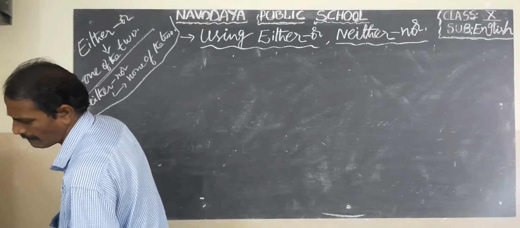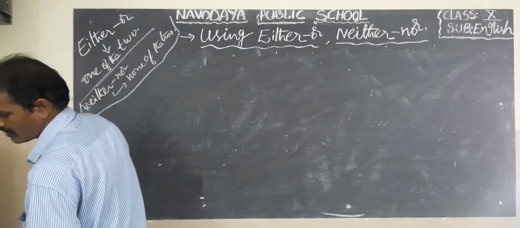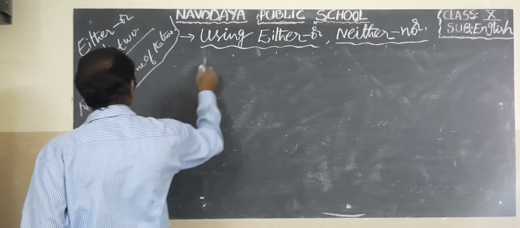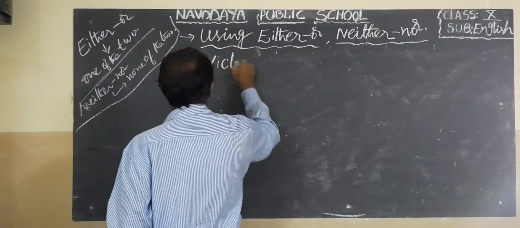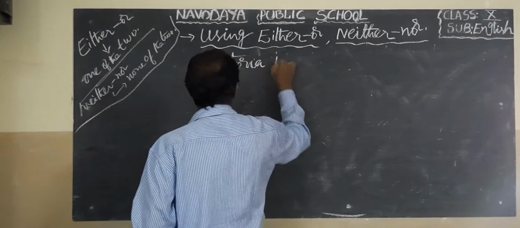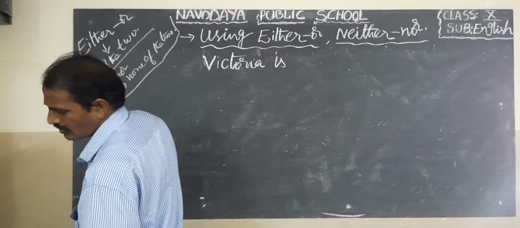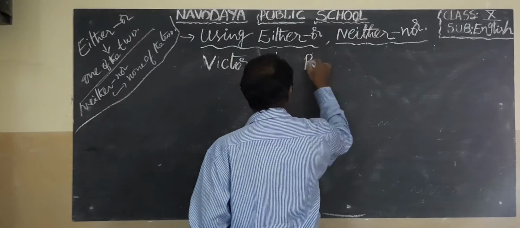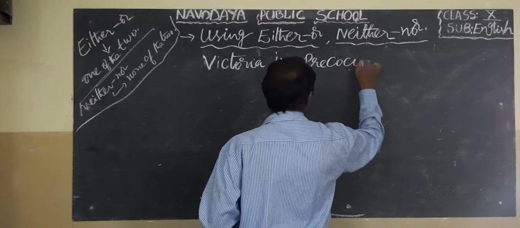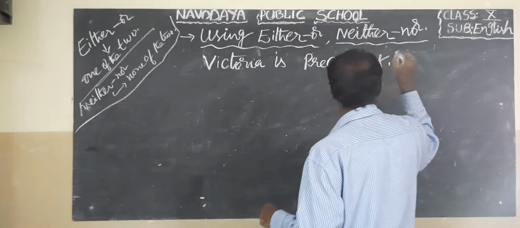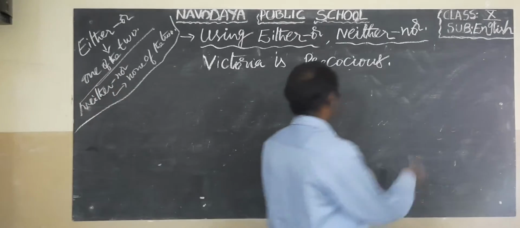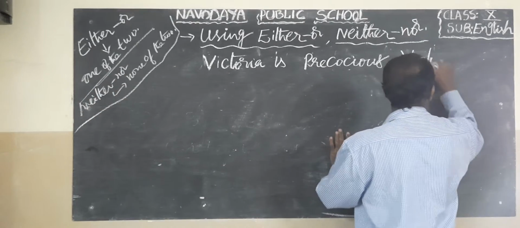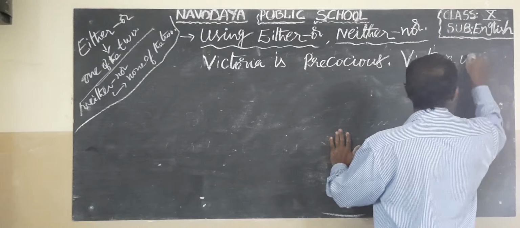Next one. Victoria is precocious, that means intelligent. Victoria is honest.